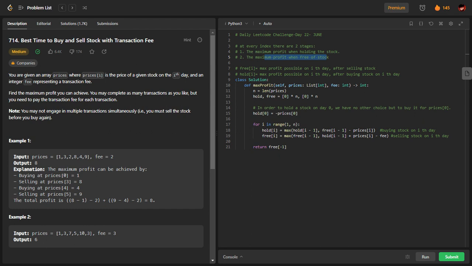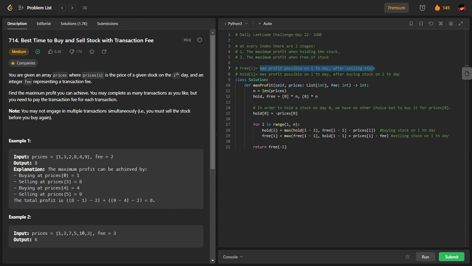Whatever the profit or loss, just get it sold and free yourself from the stock. That is the basic idea. So we have two stages, and we are going to have two arrays, one for each stage. Free of I, the ith index of the free array, refers to the maximum profit possible on the ith day after selling stock.